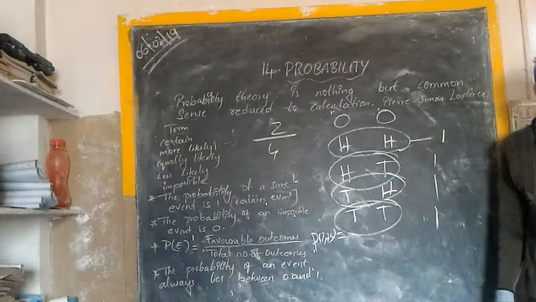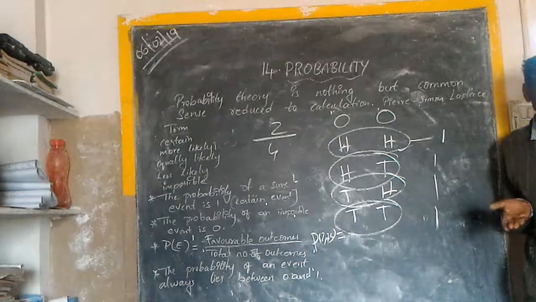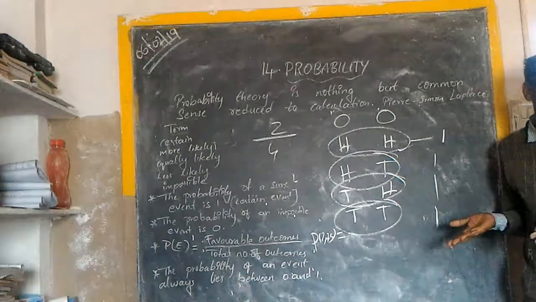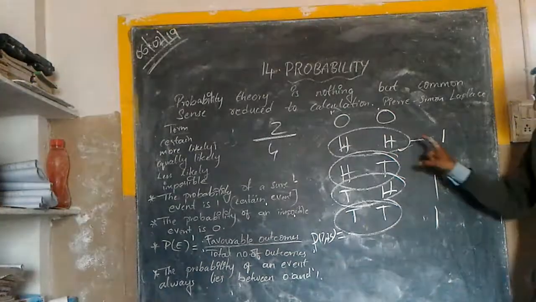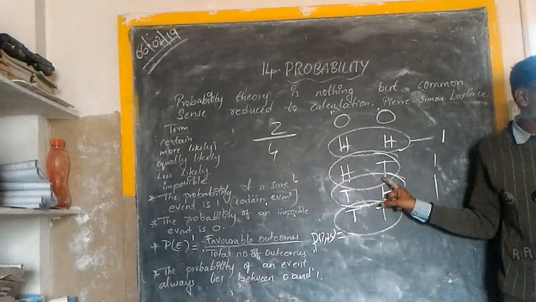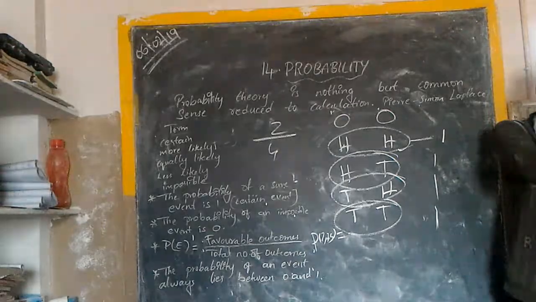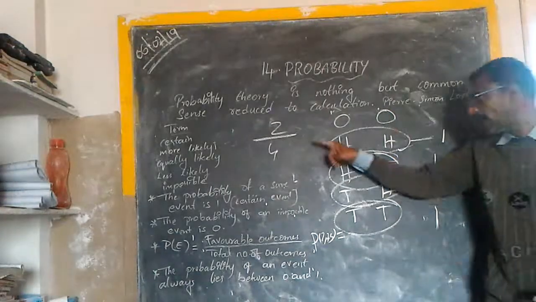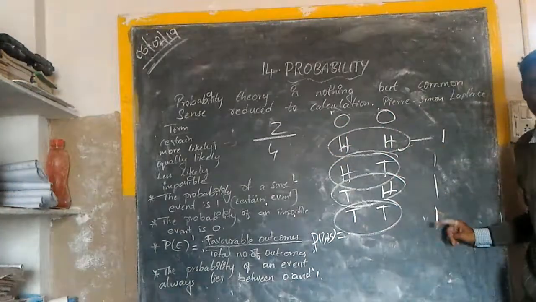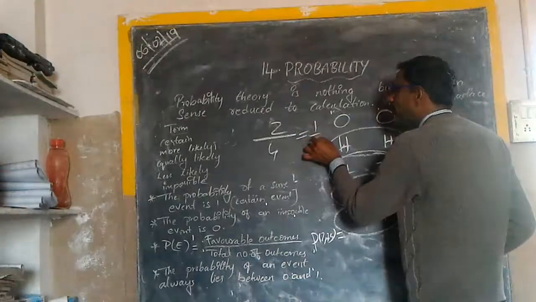Do you understand my point? I am expecting one head or tail. Then we get 2 chances. First one head and second one tail, and first one is tail and second one is head. That's the reason we have 2 chances. 2 by total chances 4 is equal to 1 by 2.